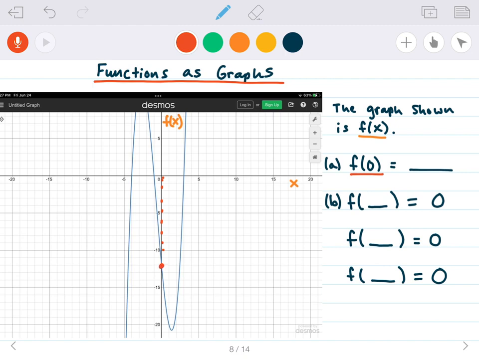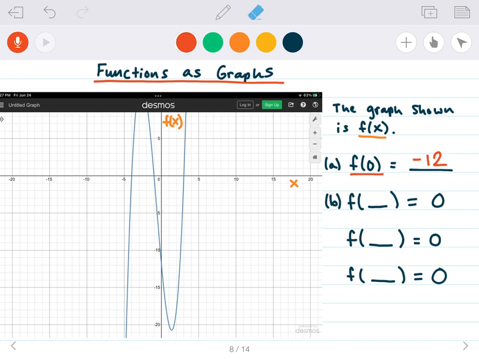When the input's 0, the output looks to be negative 12. Okay. Now let's look at the next one. The next one says, what input is going to give me an output of 0? In other words, what is the horizontal value that corresponds to a vertical value of 0?